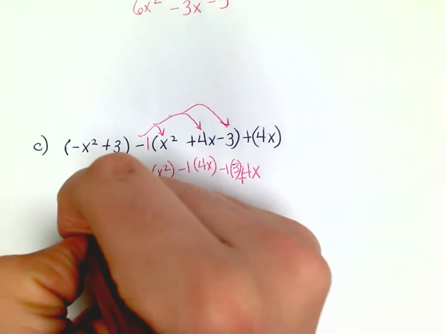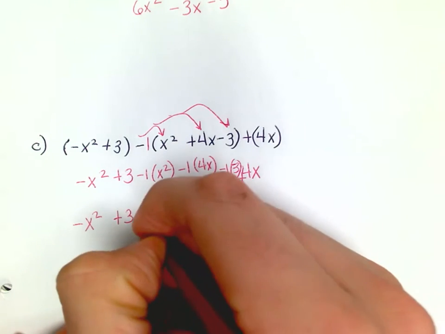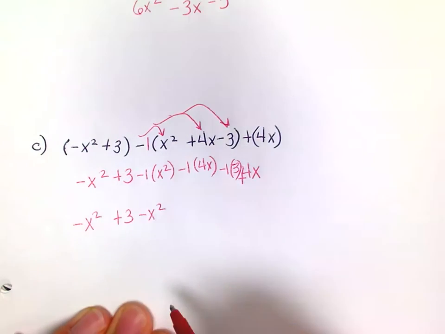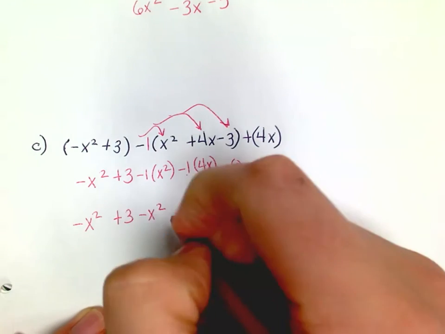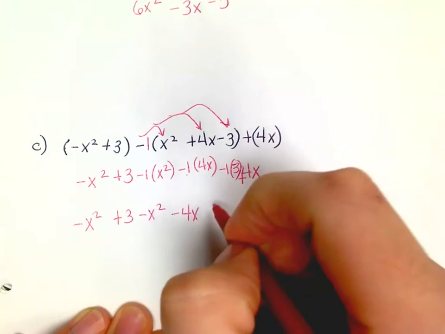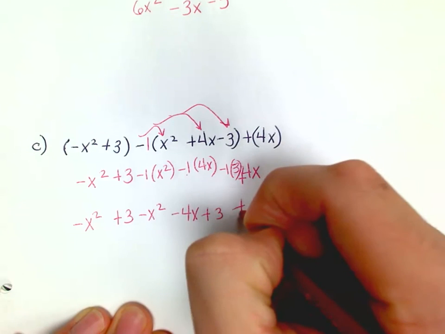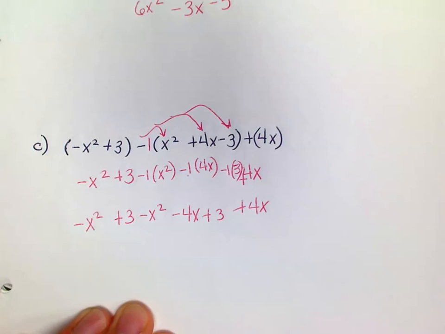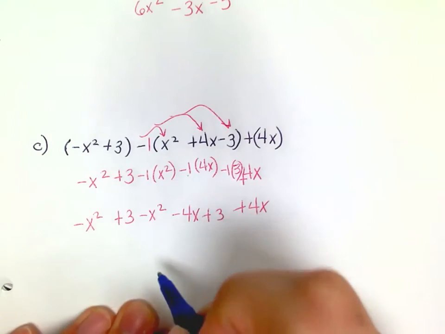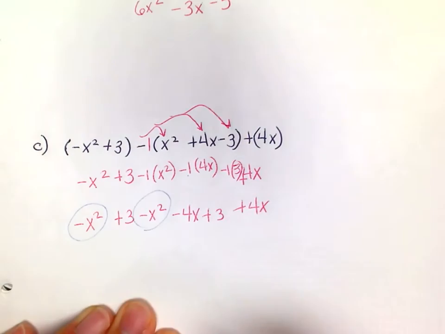So let's go through and simplify. We have a minus x squared plus 3 minus x squared after simplifying that. Alright, and then a minus 4x after simplifying that term, and then a minus 1 times a minus 3 gives us a positive 3 plus 4x. Now we're ready to go through and group similar items. Everything with an x squared I'm going to circle. So I circled negative x squared. I'm going to circle that next negative x squared.